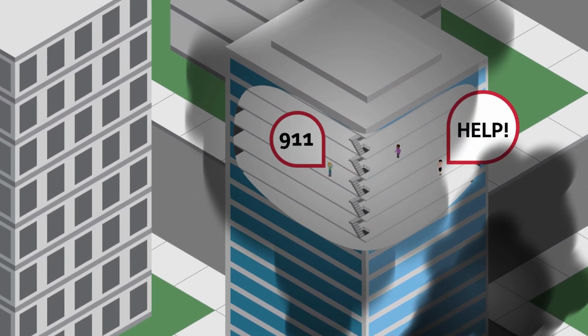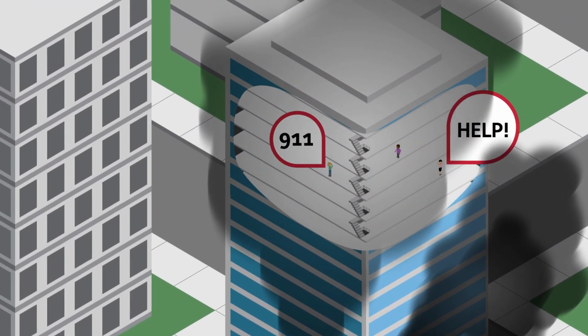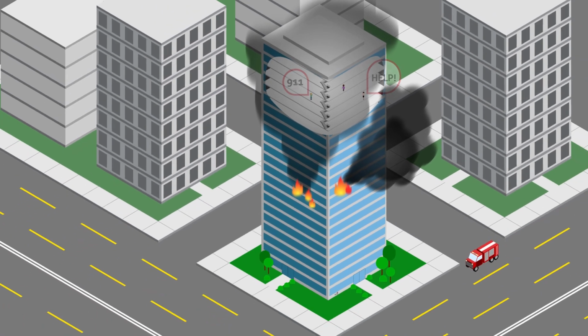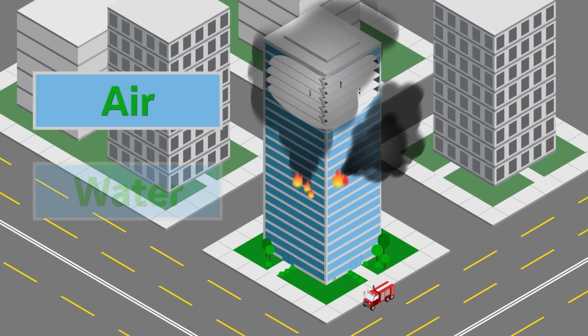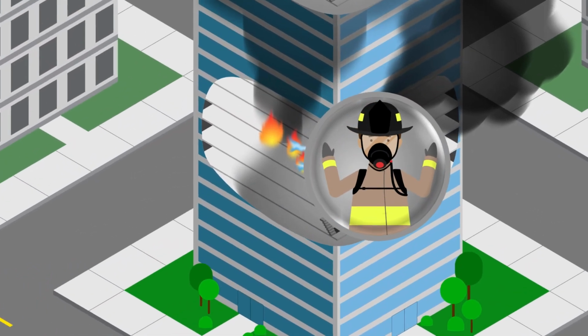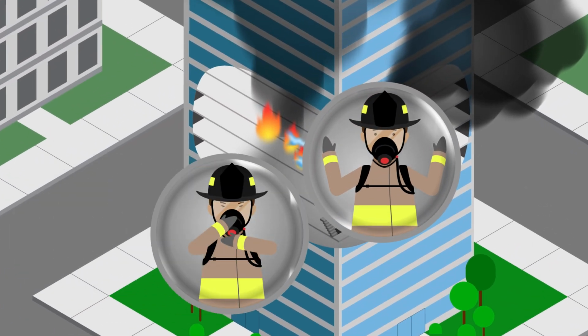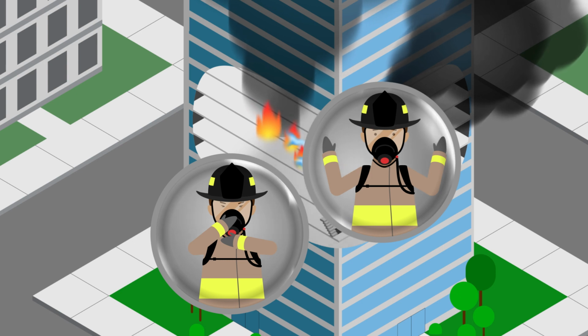Battalion 1, Engine 1, high rise. Firefighters need two essential things to respond to fires in big buildings and rescue the people inside: air and water. Without water, firefighters can't extinguish the blaze. Without air, firefighters won't survive in the toxic, smoky environment.